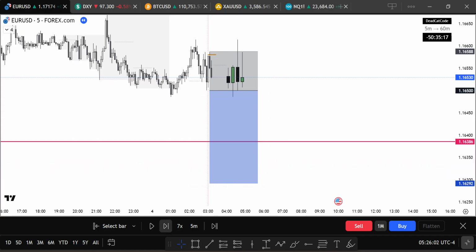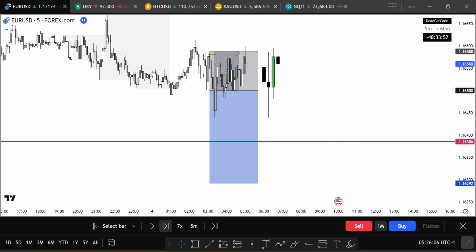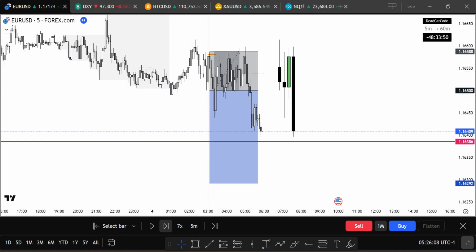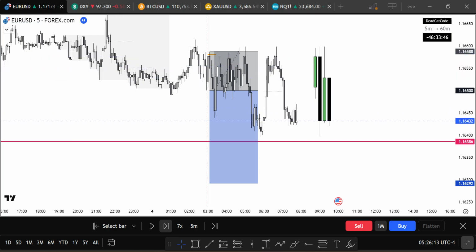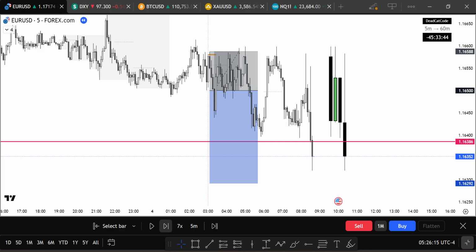Right. So you can see price went up and then price started ranging, hit my SL, and price just hit my TP.